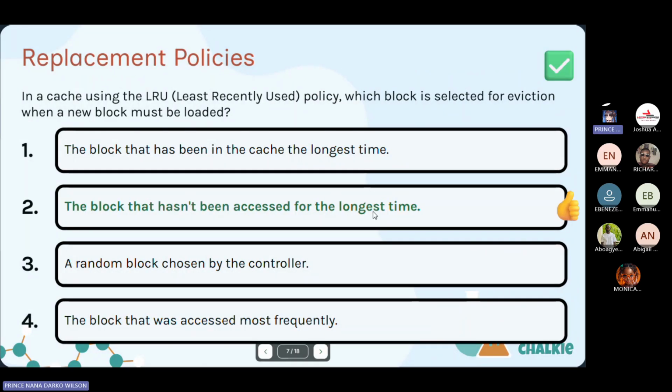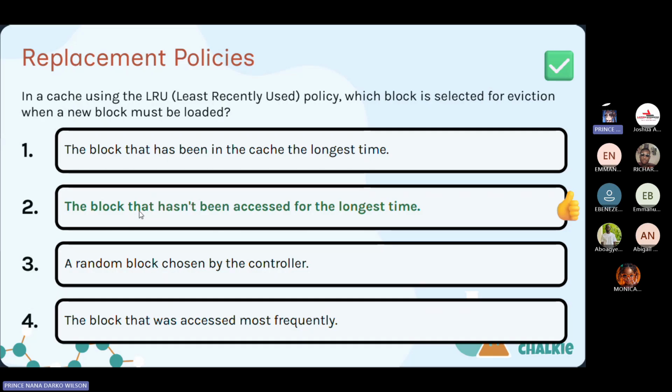So the correct answer is the block that hasn't been accessed for the longest time, and that goes to whoever said B. The lady is Monica. Oh, okay, I see. Powerful. Why is this? Least recently used literally goes to the one that hasn't been used in a long time. How does this differ from the one at the top? It says the block that has been in the cache the longest time. That's different from the one that has not been used for long.